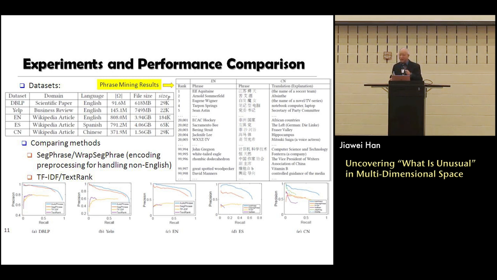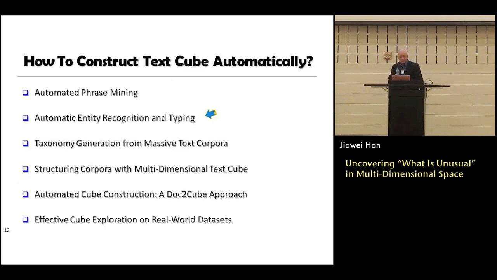They are working not only on one language, but many languages. And it works so nicely. They basically use our AutoPhrase, integrate it with Google's Word2Vec, and then they can do a lot of automated analysis on many languages, clustering and classification, nicely. So that's one thing on automated phrase mining.